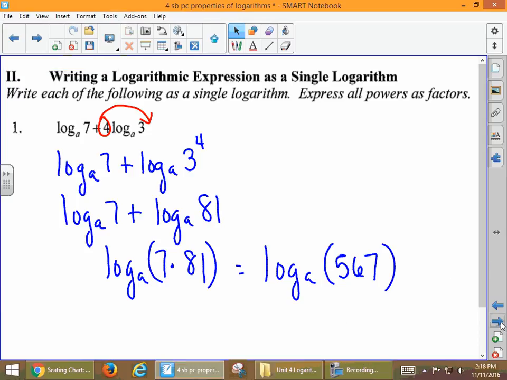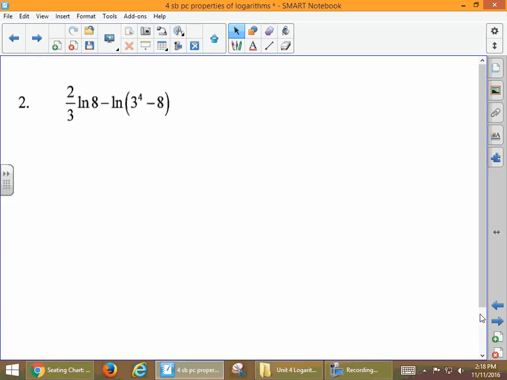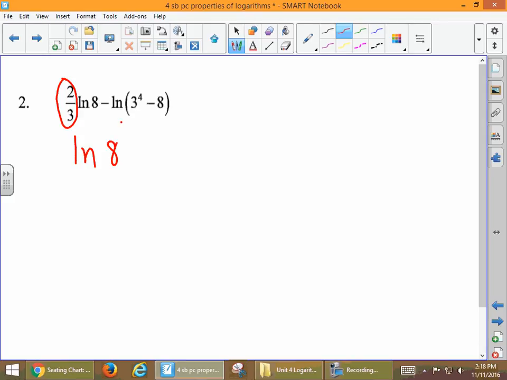So as we look at the next one here, the first thing that we look at is, do we have any values in front of the logarithms? We're going to put the 2/3 on the 8. So this is going to be natural log of 8 to the 2/3 power minus natural log of 3 to the 4th minus 8. And we just did 3 to the 4th, so I'm going to write it as 81 minus 8.